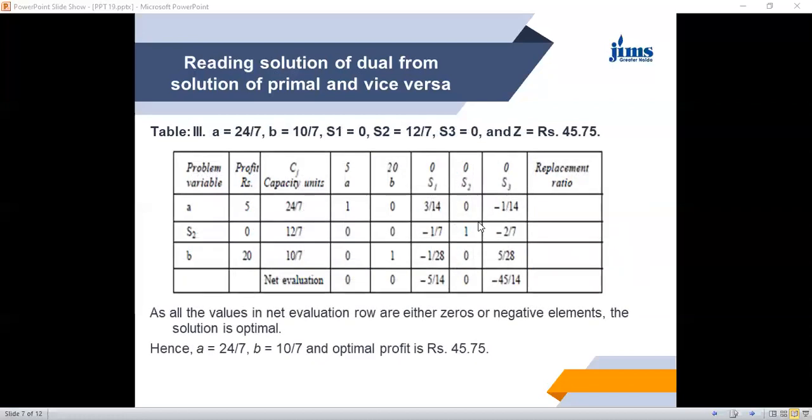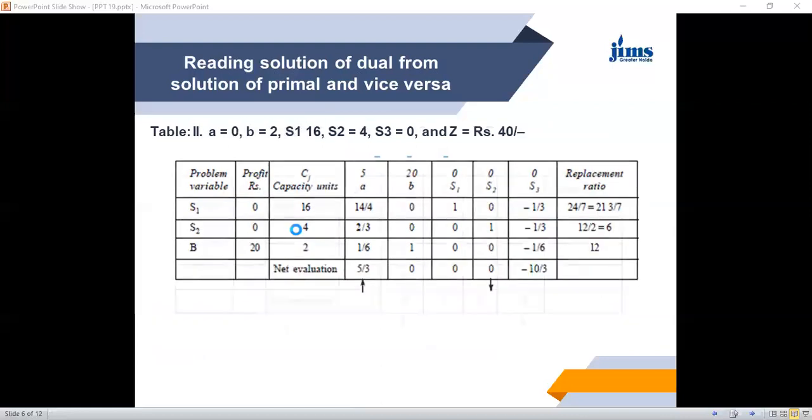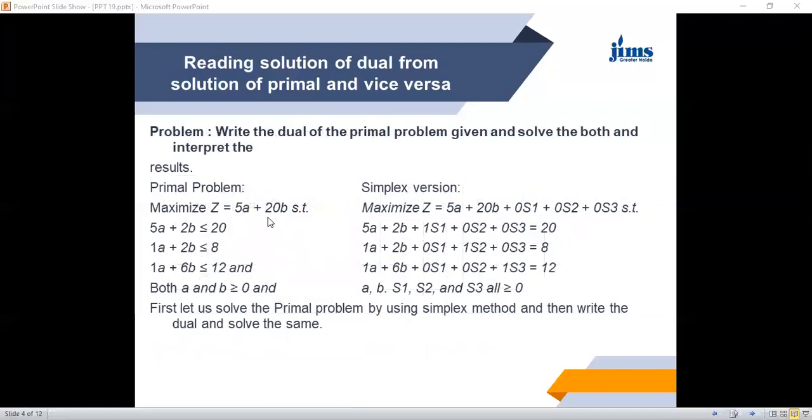Likewise, we convert all the values and then we recalculate the net evaluation values. So we find that these are 0, 0, minus 5 by 14, and so on. So what happens? All the entries are either 0 or negative. So this is the optimal condition. Optimality has been achieved. So what is the optimal value? A is equal to 24 by 7 and B is equal to 10 by 7. So when we put this value in our objective function, what was the objective function? Z is equal to 5A plus 20B.